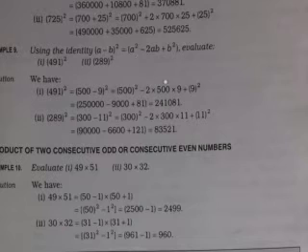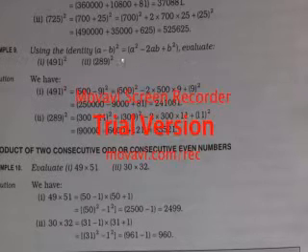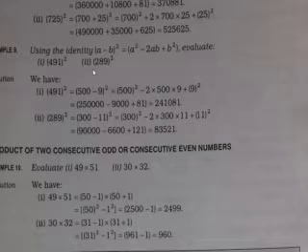As you can see, in these examples I had already explained the identity of (a minus b) whole square, that is equal to a square minus 2ab plus b square. By using this simply, without multiplication, we can solve this 491 square in a simple form of multiplication, which makes our multiplication even easier.